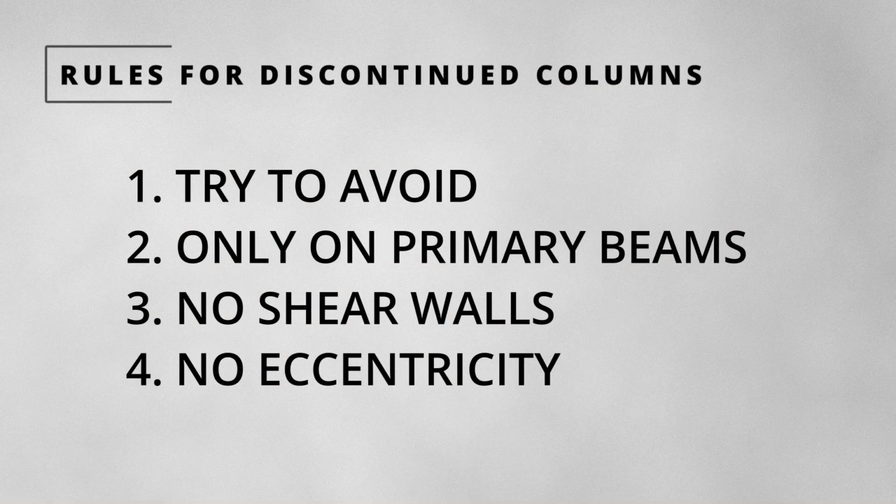So to summarize, discontinued columns are only allowed under these conditions. Try to avoid if possible. They are only allowed on primary beams. No shear walls are allowed and no eccentricity on the beams. But the most important is try to avoid.